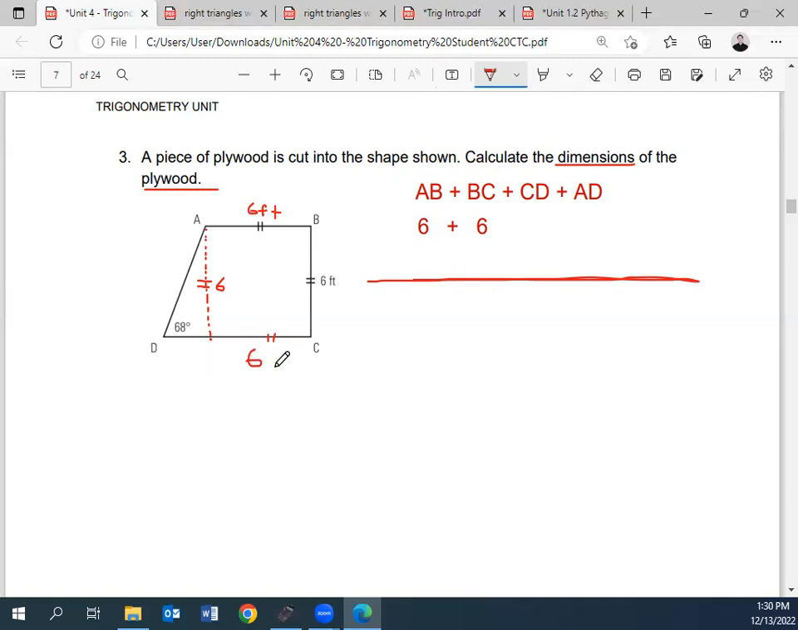So why don't we figure out what CD is? This line right here, you don't have to draw this line. Here's what I know about this line though. This part right here is 6 feet, right? So all I actually need to do is figure out how long this little part here is. I only need to figure out how long this little line is. You're getting on the right track.